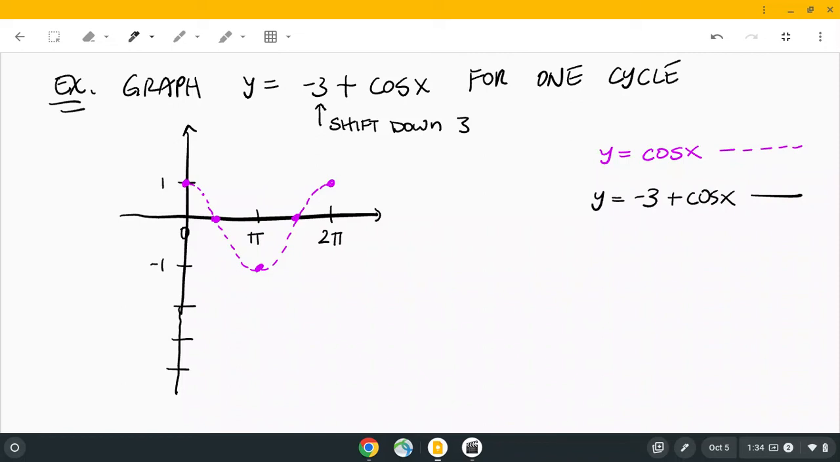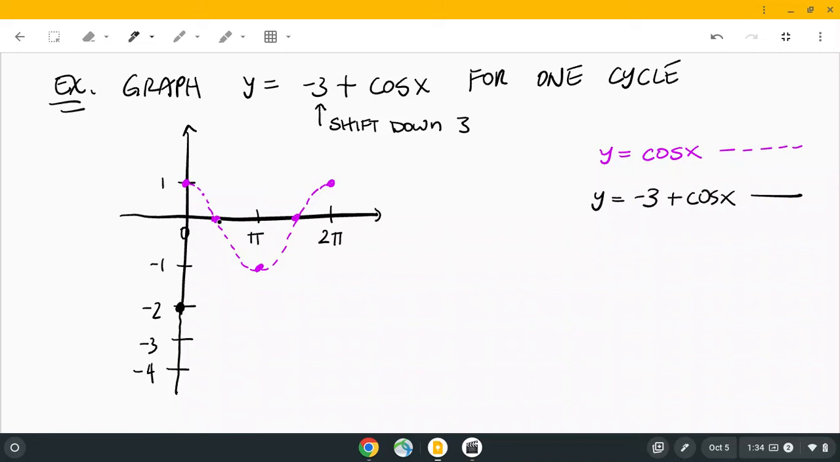1, 2, 3. Okay, -1, -2, -3, -4. Okay. All right, so taking all 4 of these points, I'm going to shift these 4 points down 3, and that will shift the whole graph down 3. Okay, so starting with this one over here, this is going to shift down 3, 1, 2, 3.